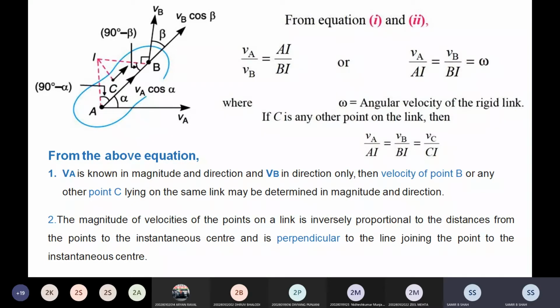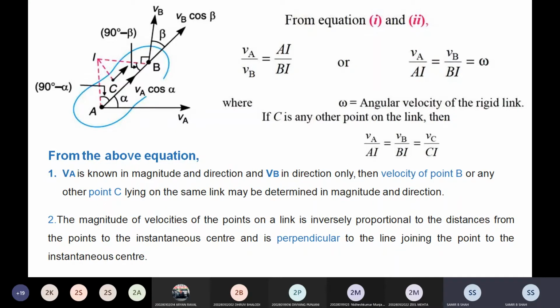From the above equation, VA is known in magnitude and direction, VB is known only in direction, and we have to find the velocity of B. It means only three quantities are given to you, and you have to find the fourth quantity. The velocity of any other point, say C, lying on the same link may be determined in magnitude and direction.